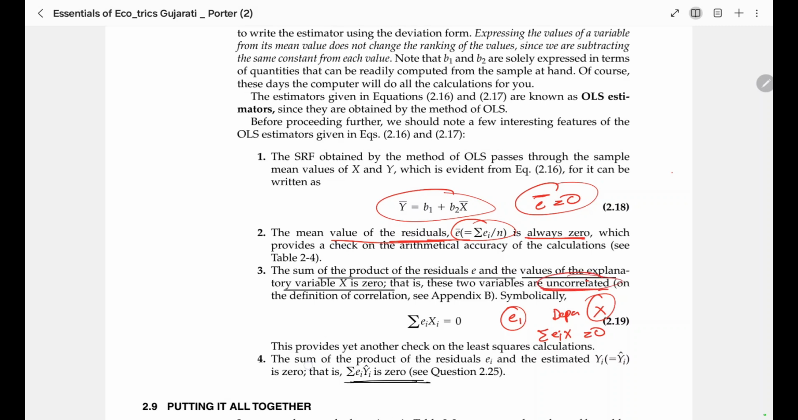Third, the sum product of the residuals ei and the estimated yi, that is this, is also going to be 0. Sorry, xi is your independent variable, here it is the independent variable x. So the residual is uncorrelated with the independent variable, and also with the estimated dependent variable. These are some features of your OLS estimators.